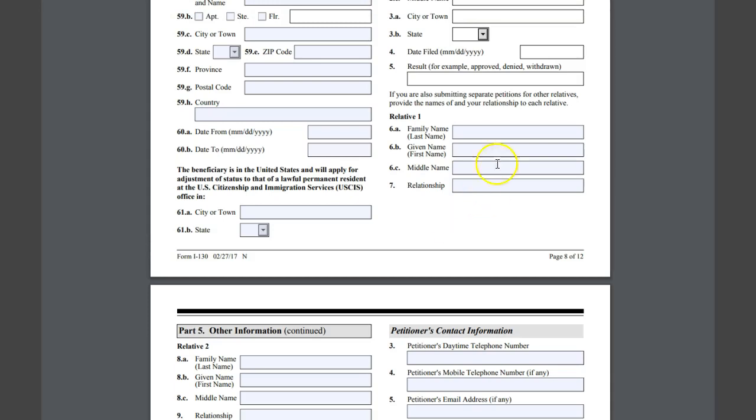Okay. So if it's only this application that you're filing, and you're not filing for other relatives, just leave this blank. Basically, that's the way it is.